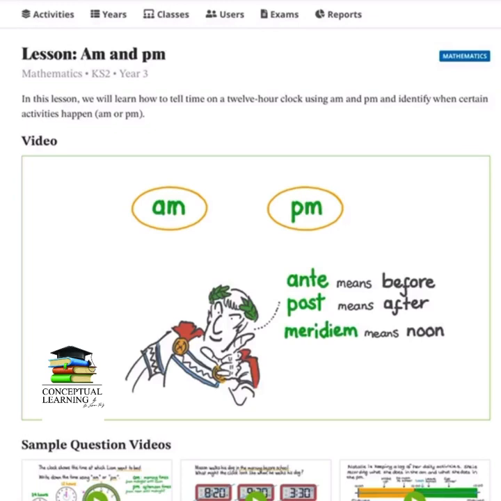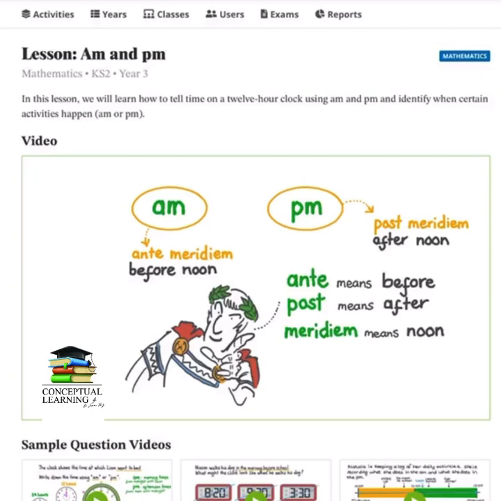Now don't worry, this is not a Latin lesson, you don't need to learn these words. But they are interesting, because the letters AM stand for the words antemeridium, and we use this to describe times before noon. Can you see where the letters PM come from? They stand for the words post-meridium, after noon. Maybe you've never stopped to think about it, but our word afternoon means times that are after noon.